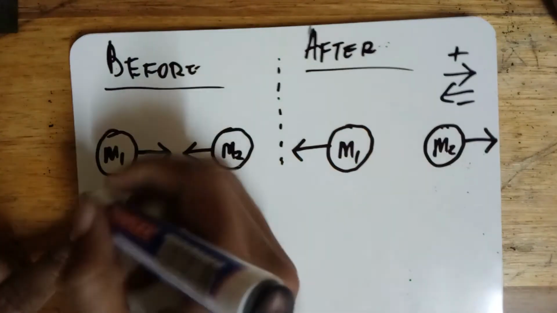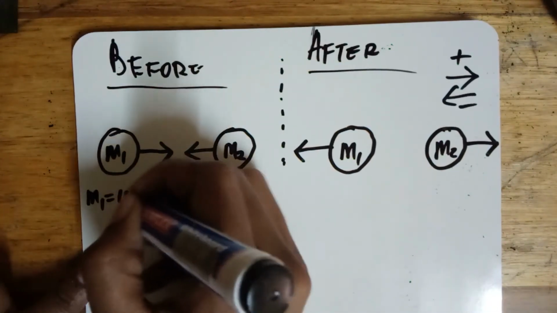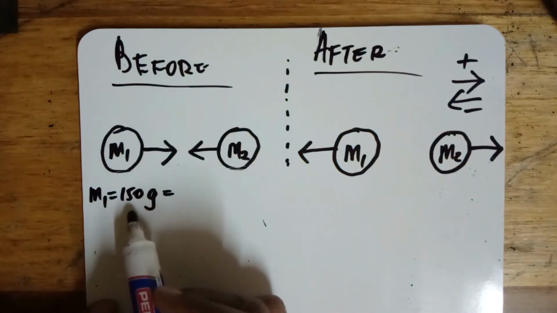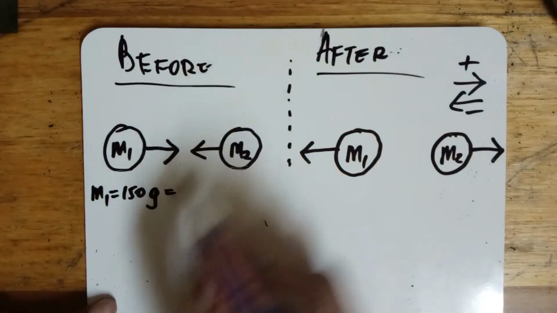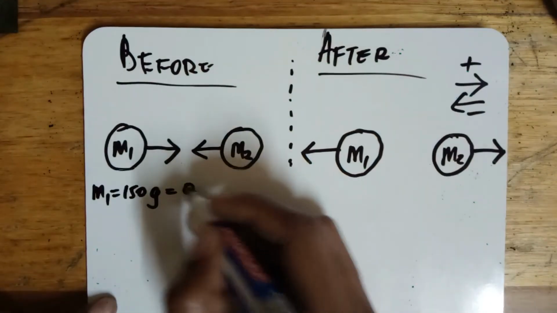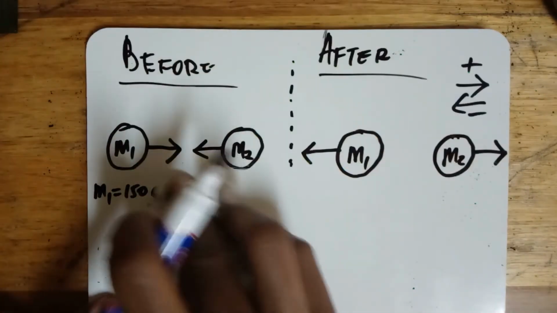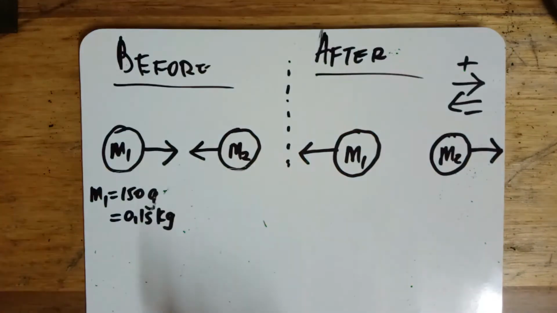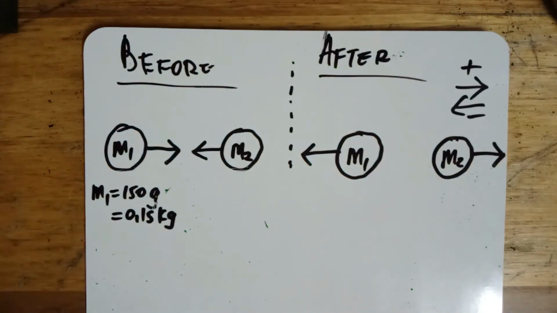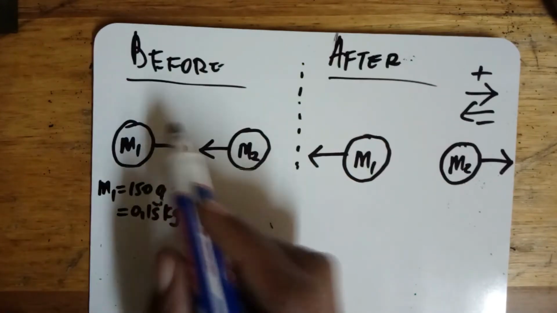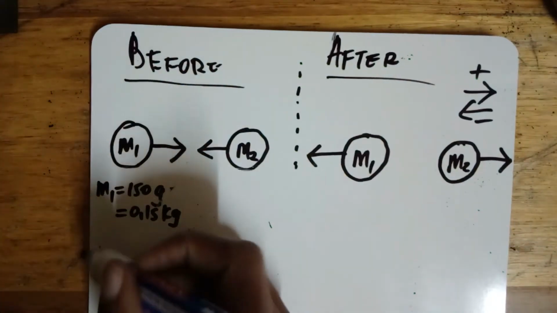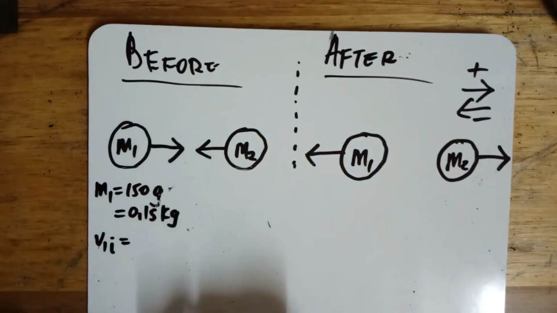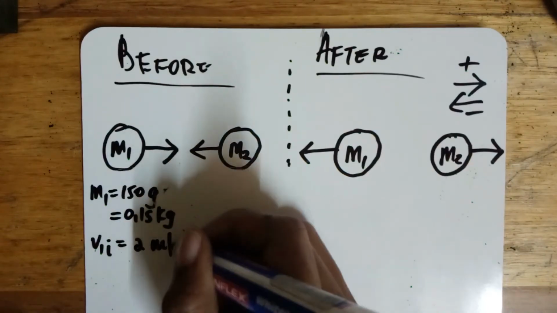They said the mass M1 is 150 grams. But remember, we have to convert this. If we want to convert from grams to kilograms, we have to divide by 1,000. 150 divided by 1,000 is going to give us 0.15 kg. You can confirm this on your calculator. And they said the velocity of this, so we decided that it's moving to the right. Its velocity, we call that v1I, its initial velocity before collision, is 2 meters per second.